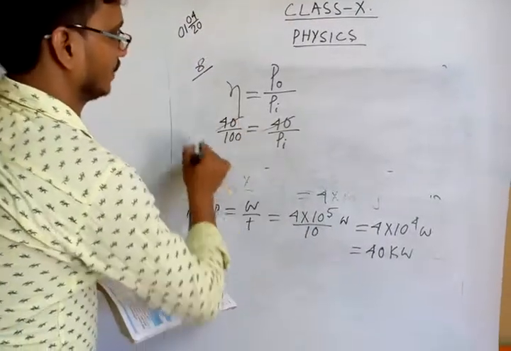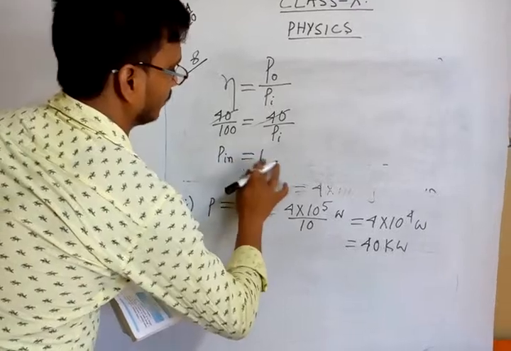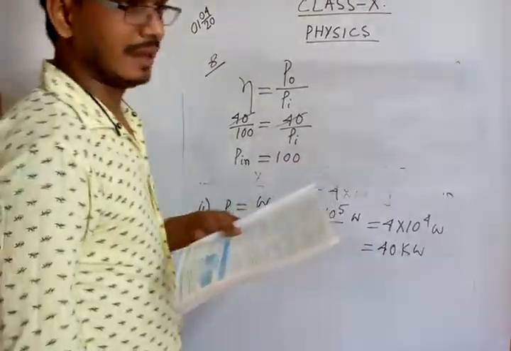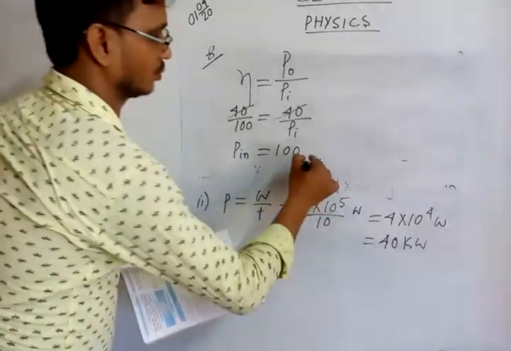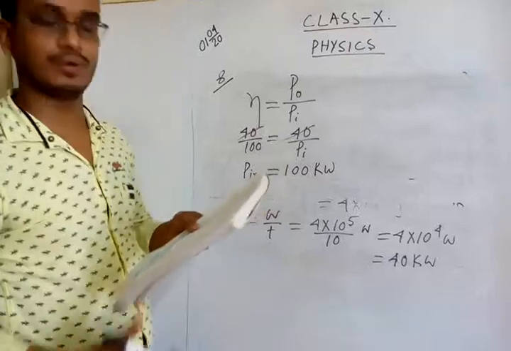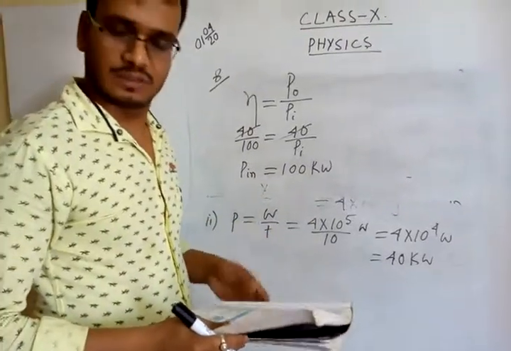So P input equals 100. As you calculated in kilowatt, it is also kilowatt. So just check the answer. Yes, 100 kilowatt. In this way we can solve. So try to solve the other numericals. That's it for the day. Thank you.